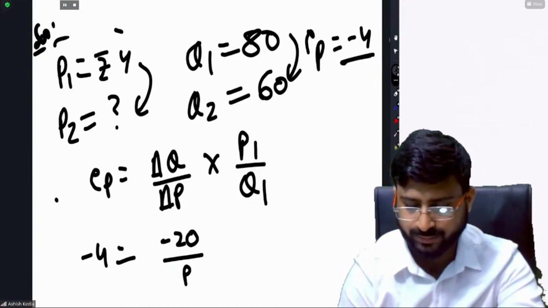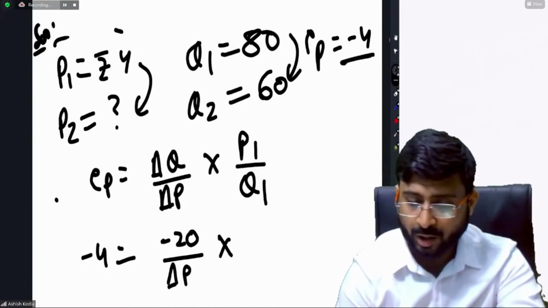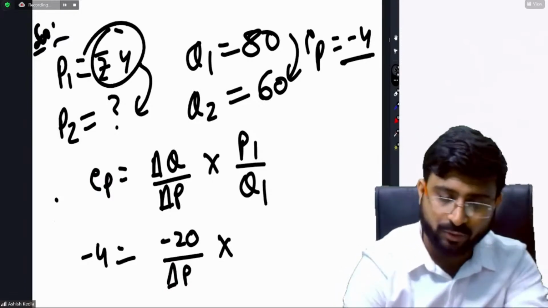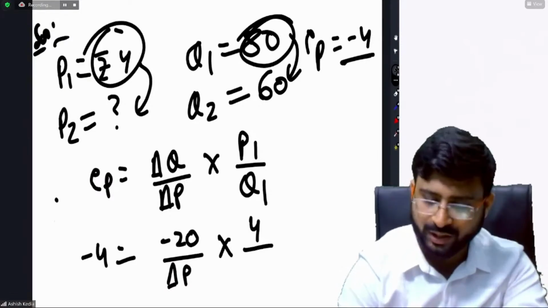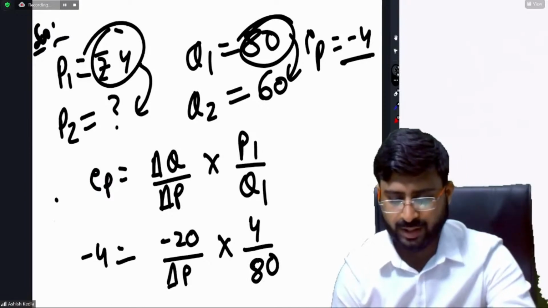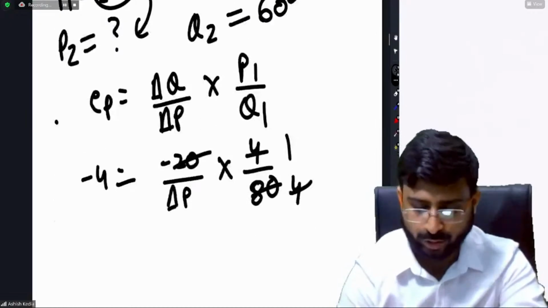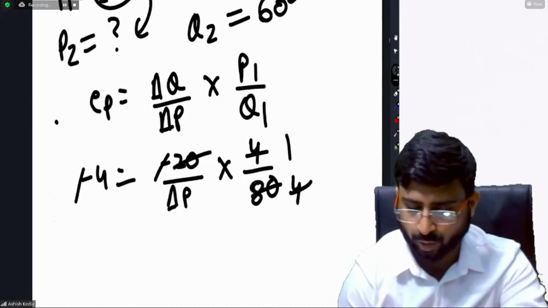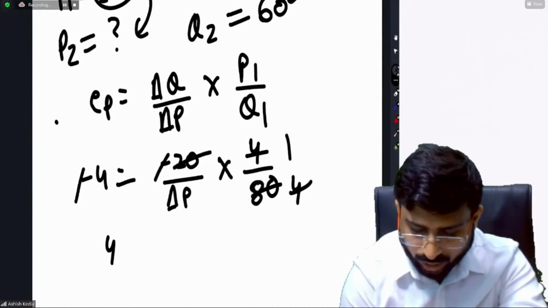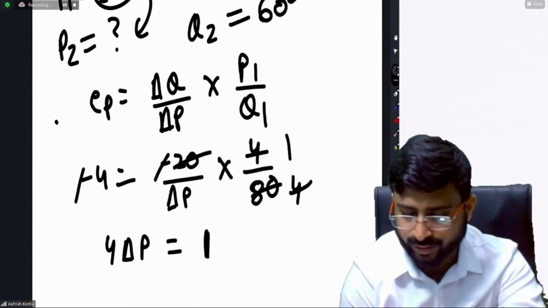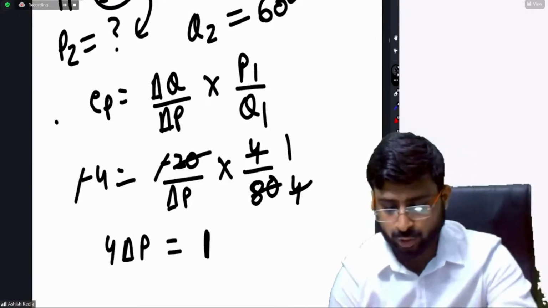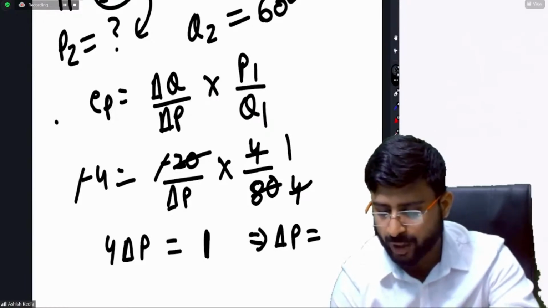So let it be this only. P1, original price, is 4 rupees. Original quantity is 80 units. 80 by 80, so 4 ones are 4, and minus gone. So 4 into delta P equals 1. This delta P has come this way. So that means delta P equals 1 by 4.